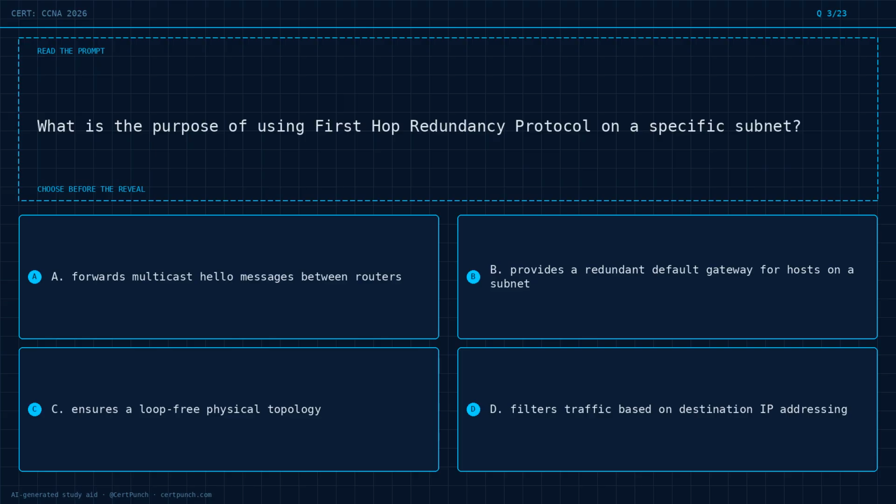Question 3 of 23. What is the purpose of using first-hop redundancy protocol on a specific subnet? Option A. Forwards multicast hello messages between routers. Option B. Provides a redundant default gateway for hosts on a subnet. Option C. Ensures a loop-free physical topology. Option D. Filters traffic based on destination IP addressing. Decide on the strongest option before the reveal. Stay with your gut. The answer is Option B.